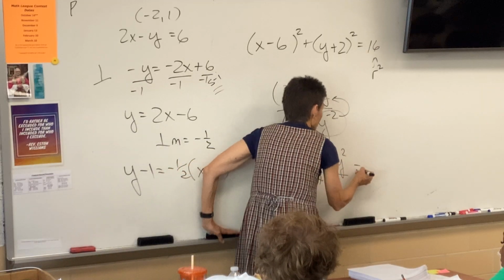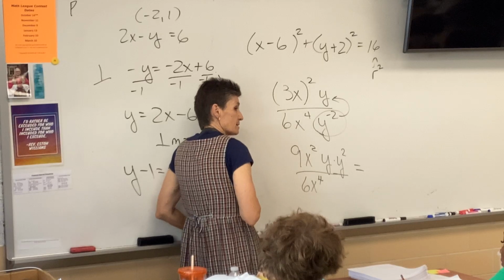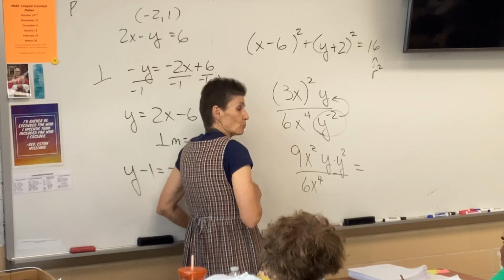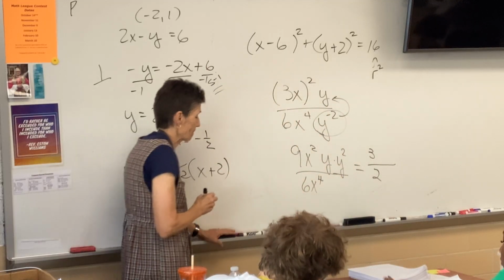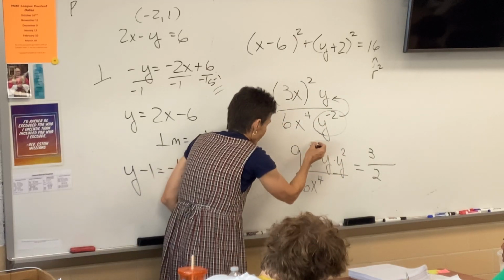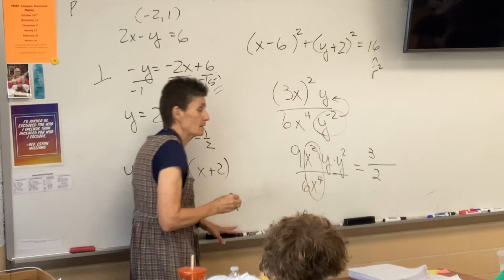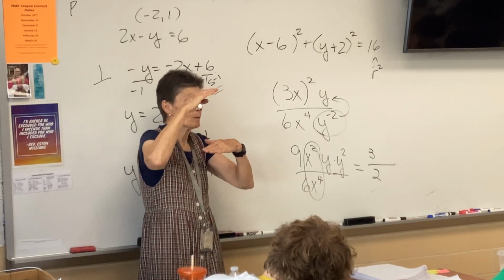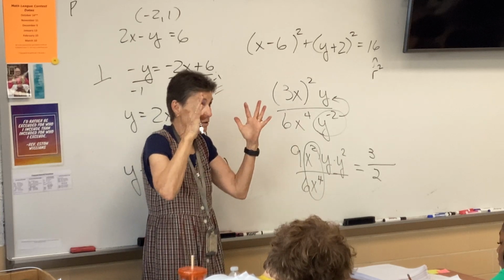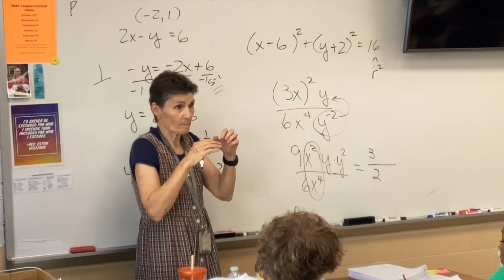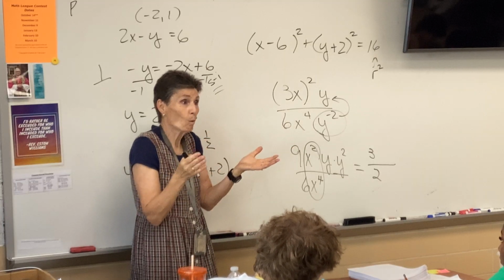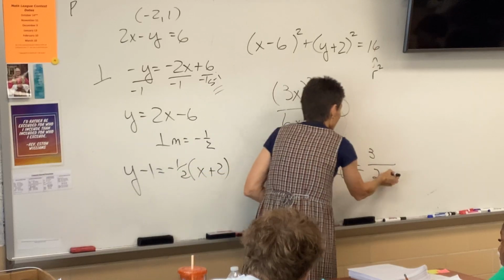Now, let's start cleaning things up. What's 9 over 6? 3 over 2. Now be careful with your x's. They're on top of each other, and when they're on top of each other, they cancel. So you're going to cancel, but where will the leftovers be? Bottom, because there's more down there. So you're going to have 2 on the bottom.